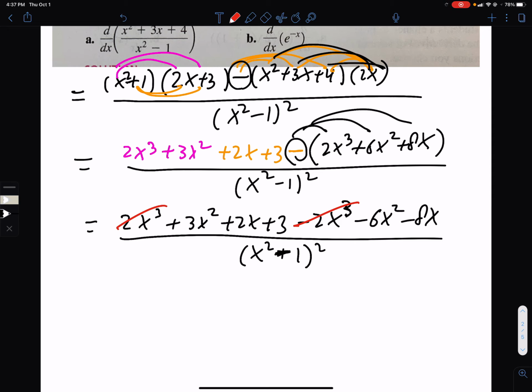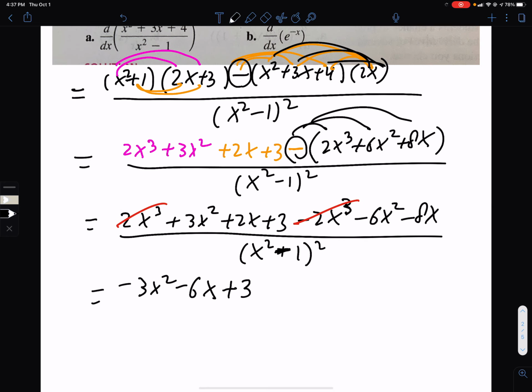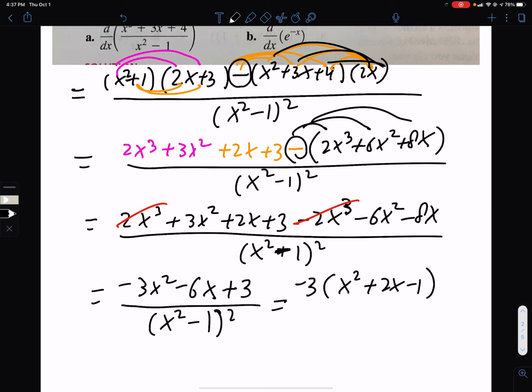Now I combine my x squareds. 3x squared minus 6. That's going to give me minus 3x squared. I can handle that. And then my x's, I have 2x minus 8x. That's going to be minus 6x. And then my last one that I have left is constants. I have a plus 3. So I'm going to have a plus 3 left all over x squared minus 1 squared. On top, I want to factor out the negative 3. That leaves me with the x squared plus 2x minus 1 over x squared minus 1 squared.